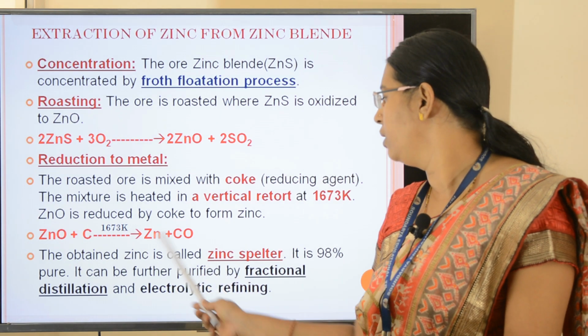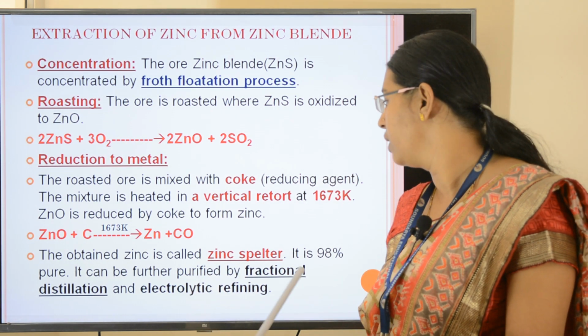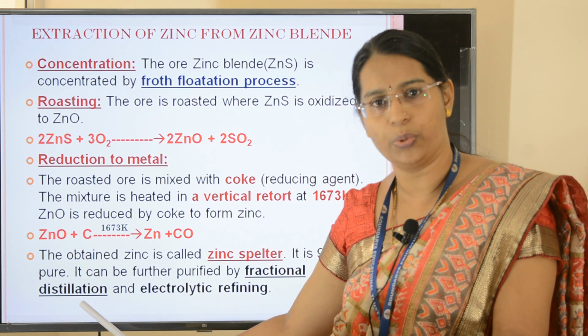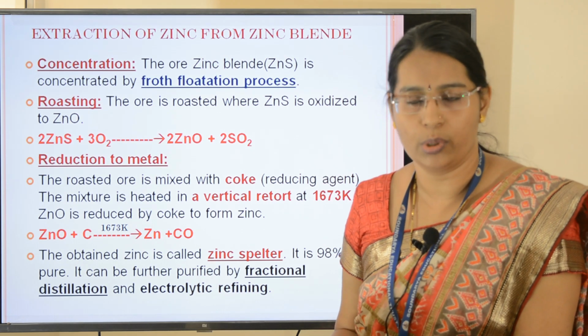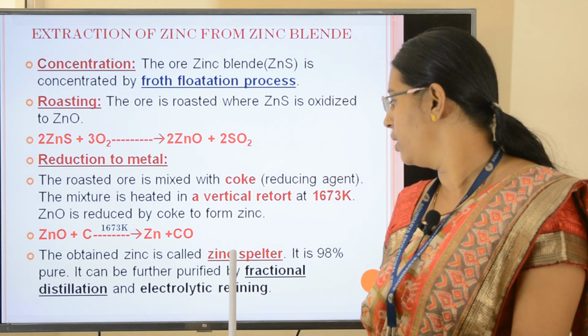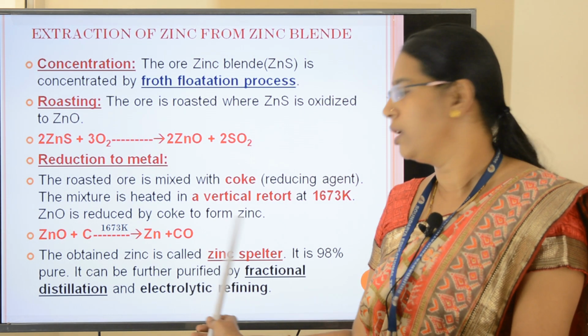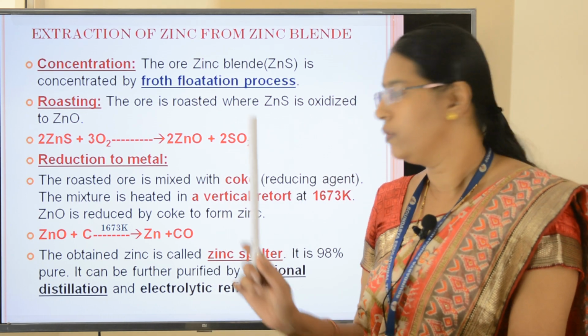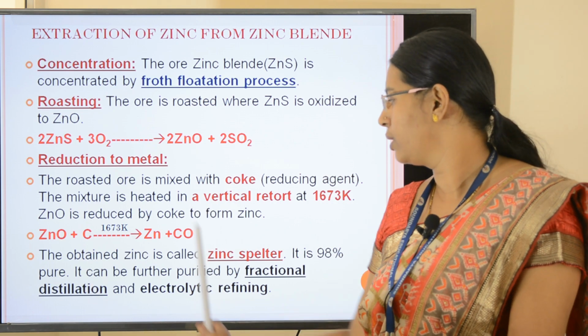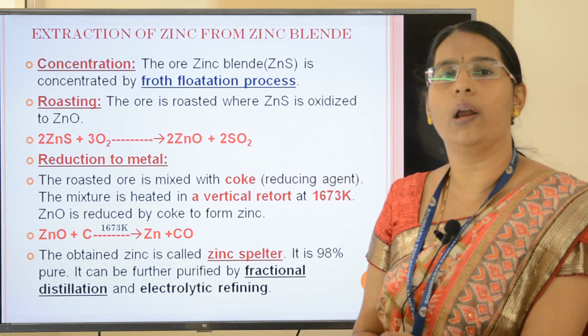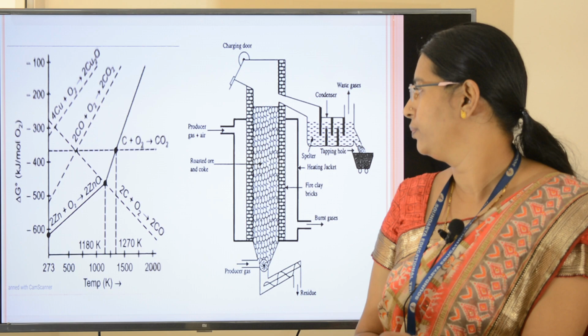It can be further purified by the fractional distillation process as well as the electrolytic refining process. The zinc spelter, which is obtained in the molten state, is 98% pure, and it can be further purified by the fractional distillation process as well as the electrolytic refining process.